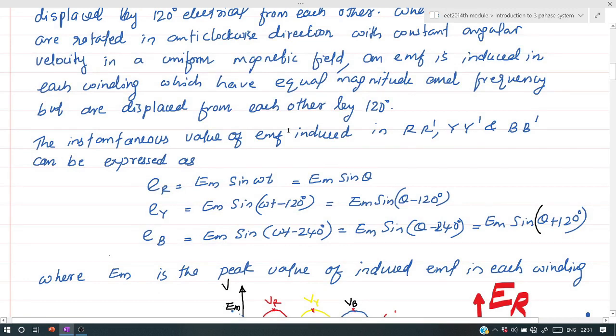The instantaneous values of EMF induced in the R phase, Y phase and B phase can be expressed as eR = Em sin omega t, that is Em sin theta. eY = Em sin (omega t minus 120 degree), that is Em sin (theta minus 120 degree). And finally, eB = Em sin (omega t minus 240 degree), which is equal to Em sin (theta minus 240 degree) or Em sin (theta plus 120 degree), where Em is the peak value of induced EMF in each winding.